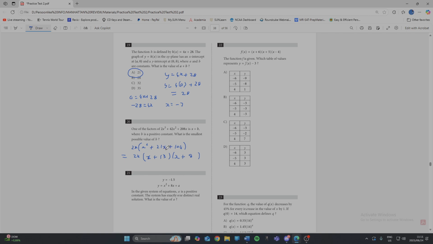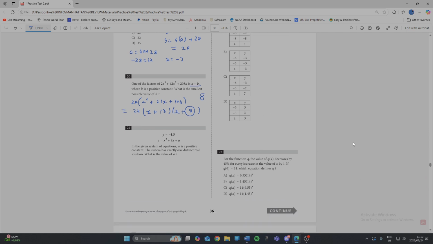And now it asks what is the smallest possible value of b, and they told us that the factor is x plus b, right? So the smallest possible value would be the one with the 8. 13 is the largest possible one. So the smallest possible value of b would be 8. Okay, good.